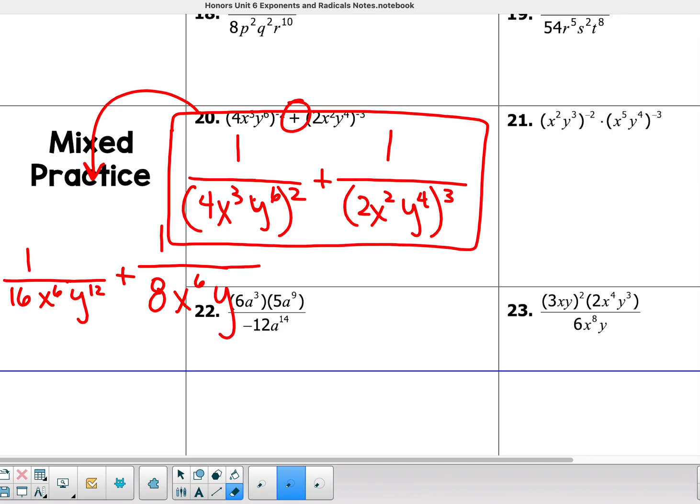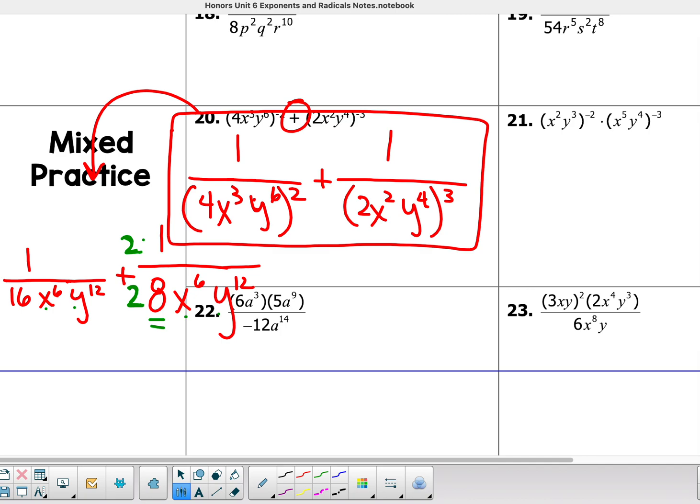I can't add these together because I don't have common denominators. And what I would need to do in order to be able to add these together, I would need to get a coefficient of 16 right here. So I'm going to multiply this by 2 over 2 in order to give myself the common denominator for adding these two together. Notice that I'm covered on my variables, but with the common denominator piece, that's what I would have to do.